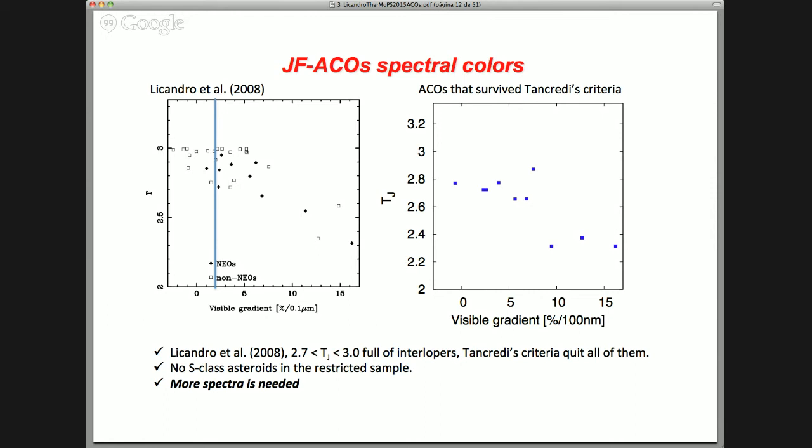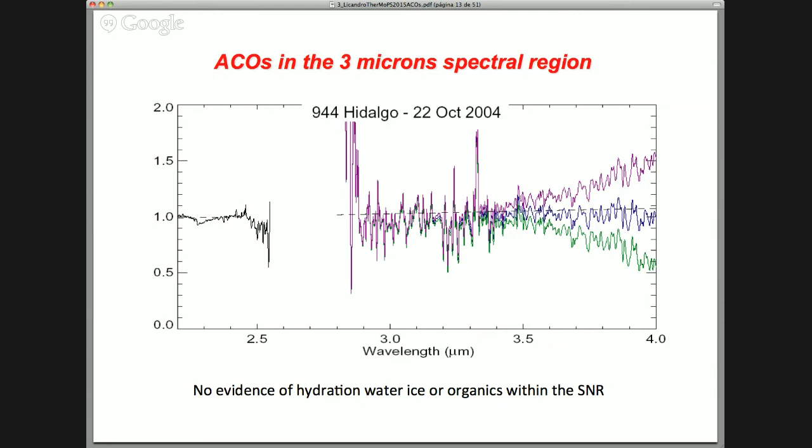More spectra are needed. If you go to the 3 microns, this is a paper in preparation by Campins et al. You don't find any hydration at 3 microns. Those are 3 different thermal extractions, right? But we don't have any band at 3 microns. So no hydration, which is what you expect to see on a comet surface.